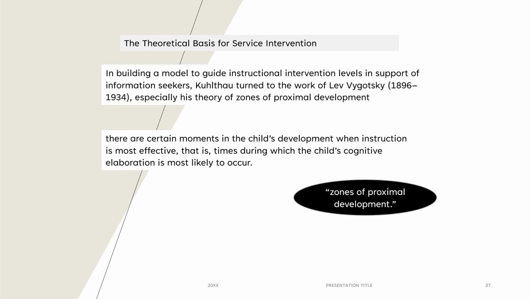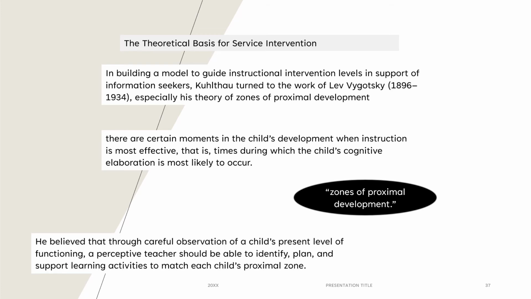Specifically, each zone creates an instructional space that represents the distance between a child's actual level of development as an independent problem solver and potential level of development. Vygotsky believed that through careful observation of a child's present level of functioning, a teacher should be able to identify, plan, and support learning activities to match each child's proximal zone.